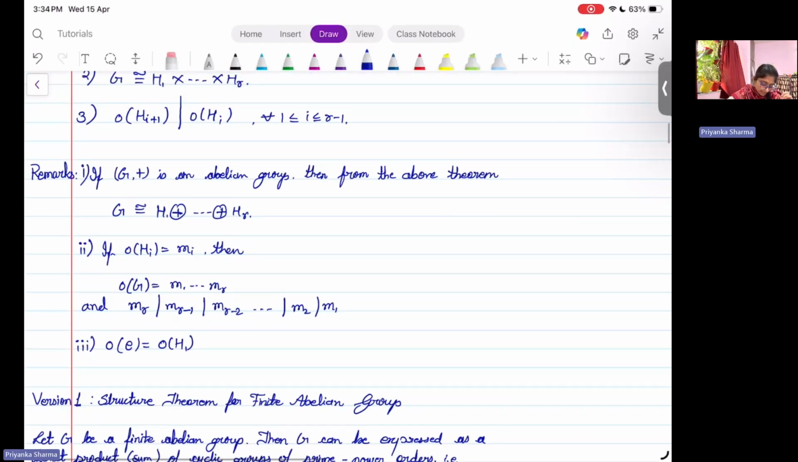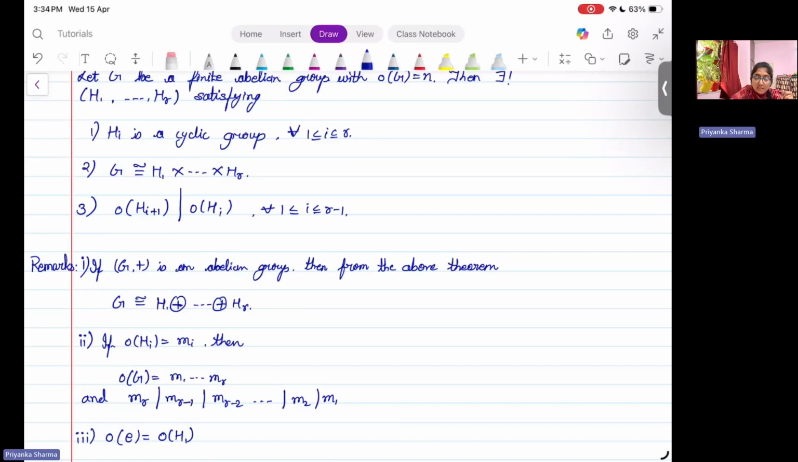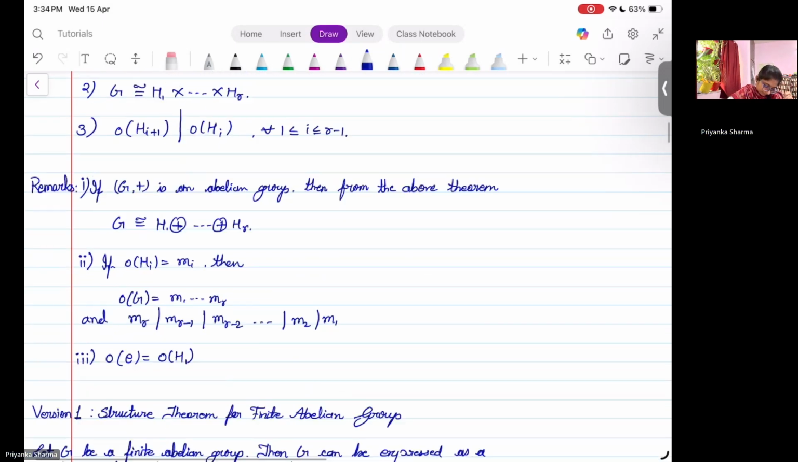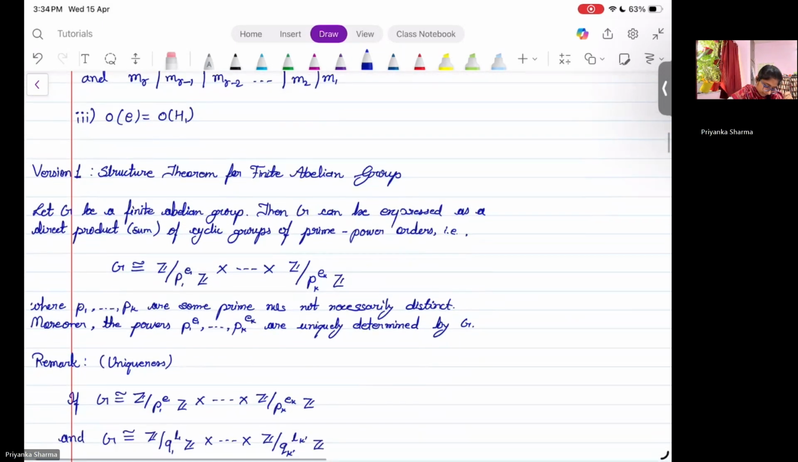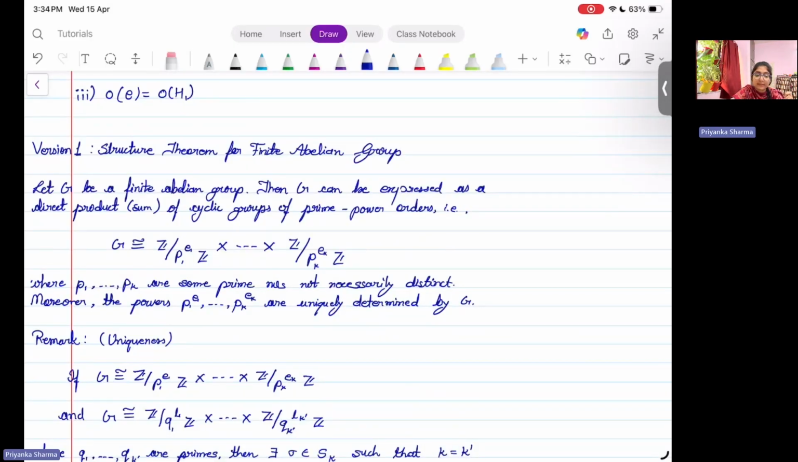So what is H1? H1 is actually the first factor, or the first cyclic group appearing here, and this e is the exponent of G. So now we have the first version of the structure theorem for finite abelian groups.